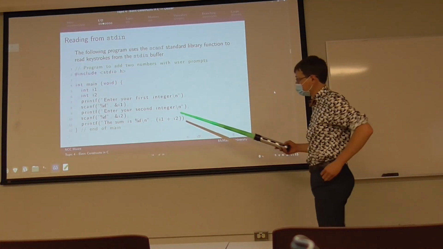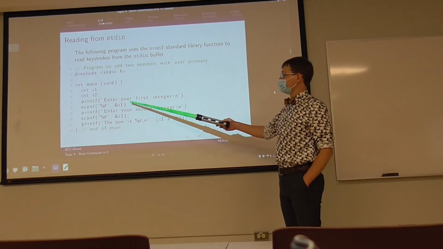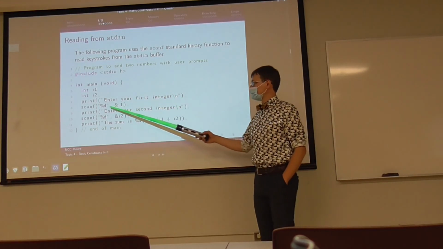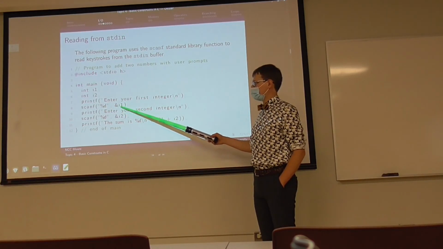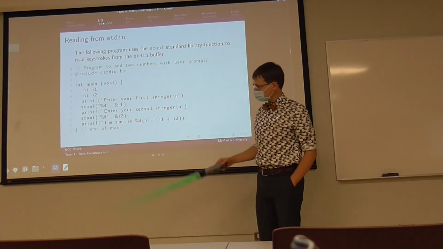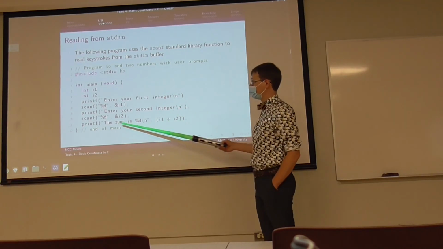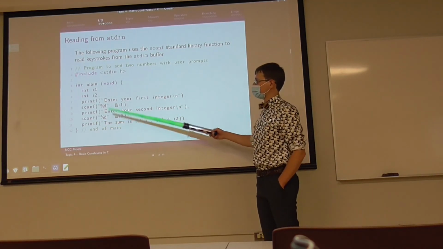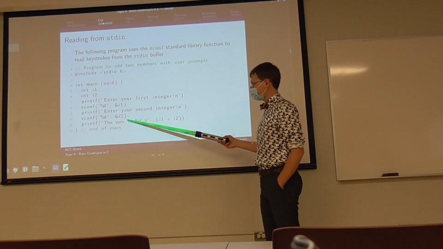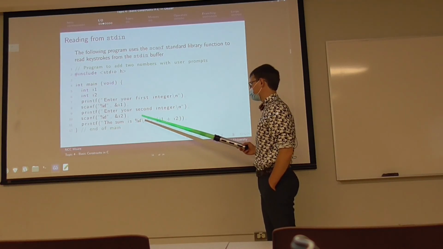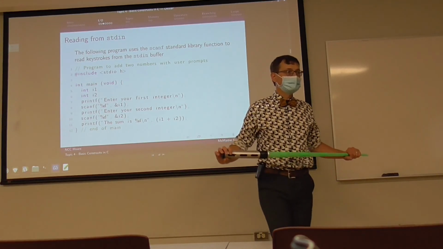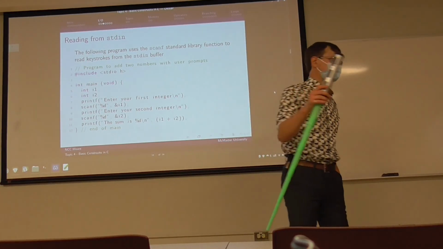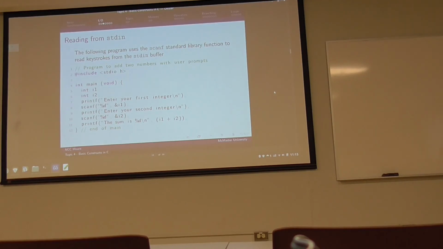Printf, enter your first integer. Scanf, %d, address of I1. Second integer, same line, but referencing the other variable. The sum is %d, new line, I1 plus I2. So, there we go. Let's see what this does.